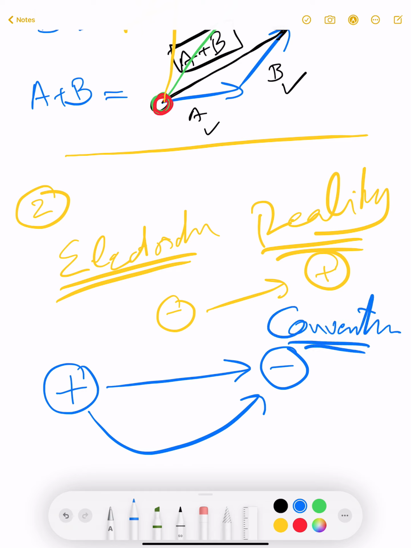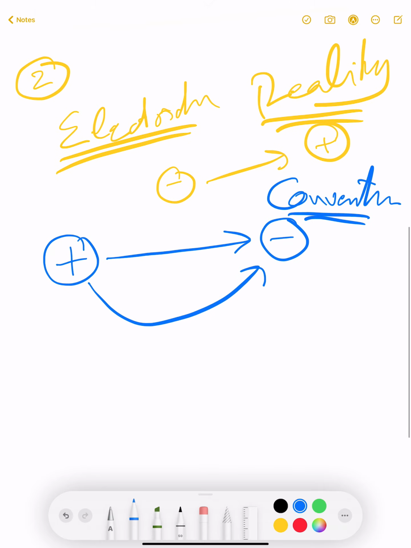Because it has been practiced for a long time, here again we will take the flow of current from positive to negative. It is taken as a universal truth, you can say, and it is the convention. So this is the second concept.